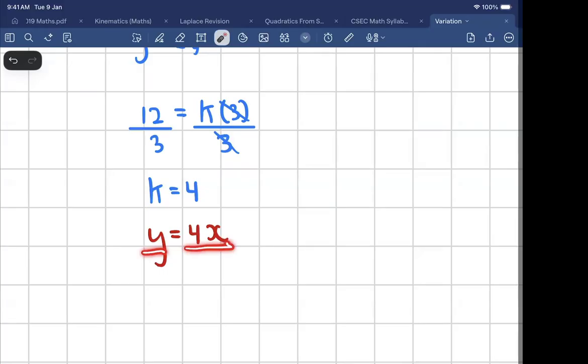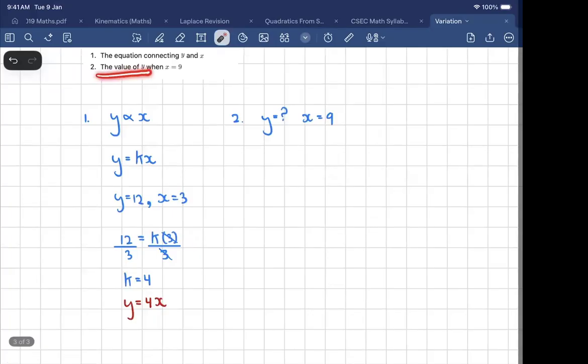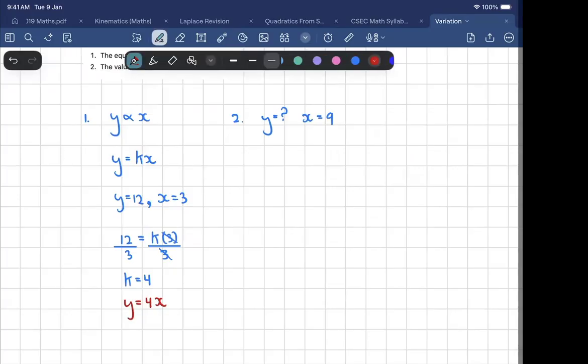Now, y is not x. Y is how much times x? Oh, 4 times x. Right. And in this question, they want us to find the value of y when x is 9. So how are we doing that? You'll have to say 4 times 9. That is all, because y is just 4 times x. Understand?